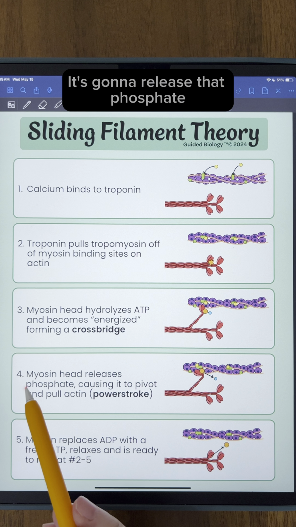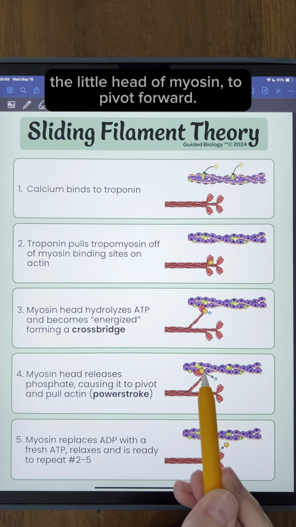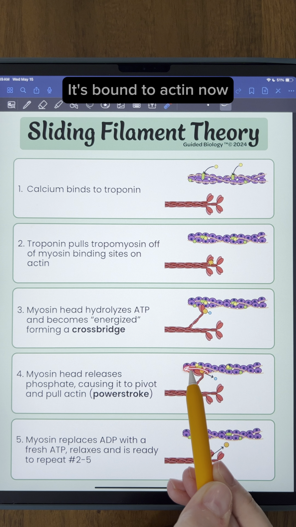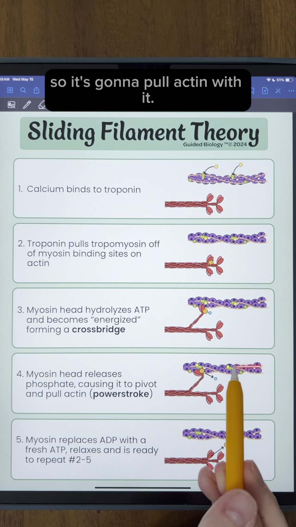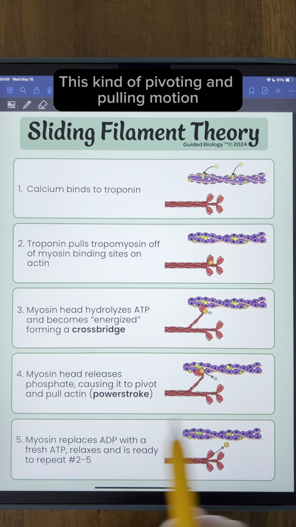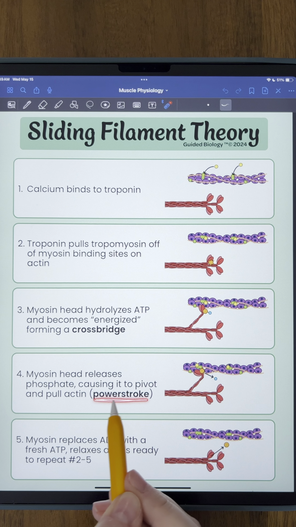So it's going to release that phosphate, and it causes myosin, the little head of myosin, to pivot forward. And it's bound to actin now, so it's going to pull actin with it. So it pulls actin towards the M line of the sarcomere. This pivoting and pulling motion is called a power stroke.